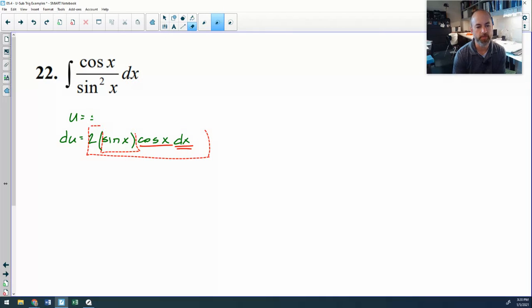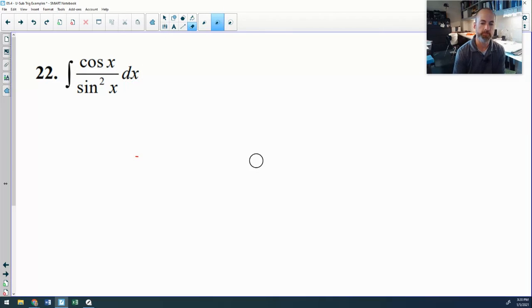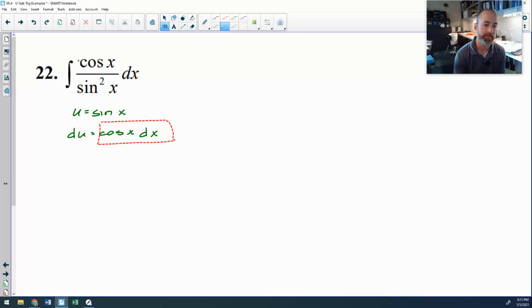You need to remember that the most important part of u-substitution is the identification. It is finding your du. I'm looking at this problem and I see cosine x in the top, and I really like that because I know that cosine x is the derivative of sine x. So I'm not going to let my u be sine squared. I'm going to let u be only the sine x, because I know the derivative of sine x is cosine x dx, and that is in the problem.